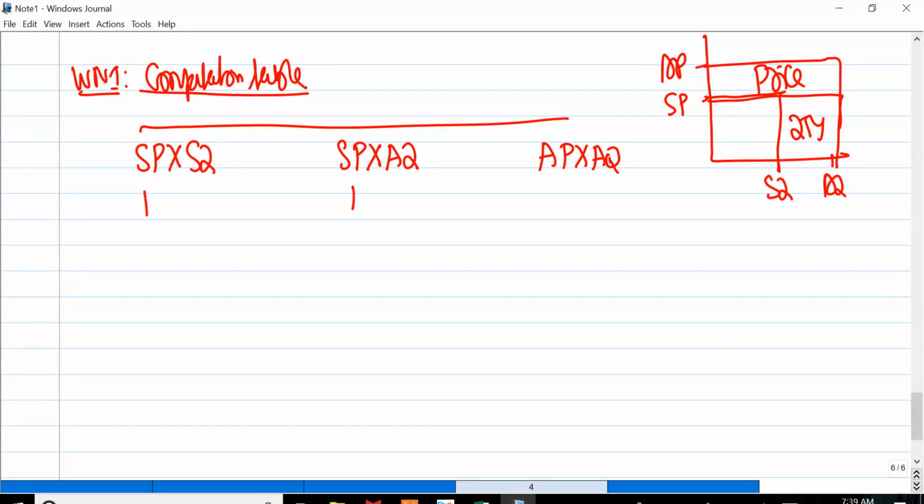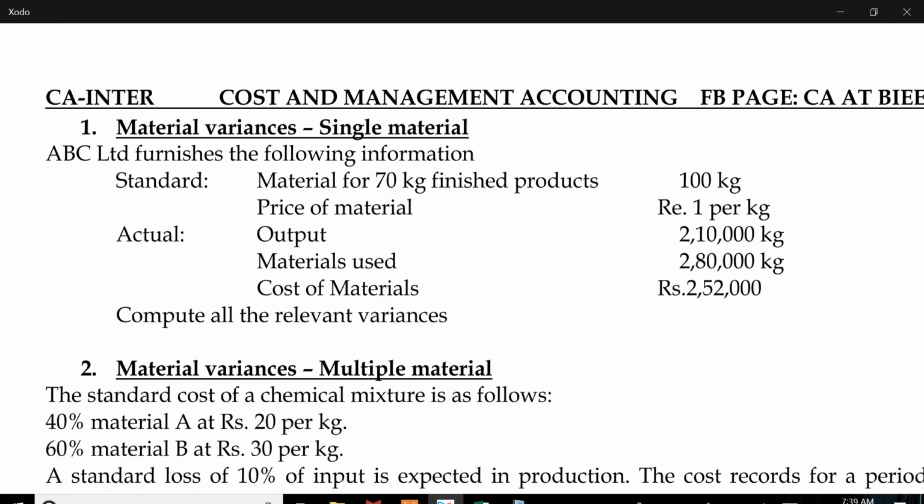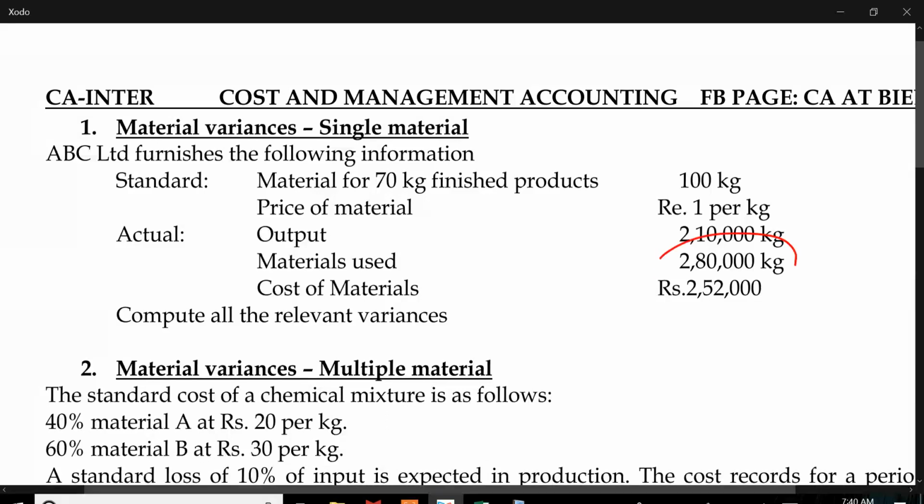Standard price is 1. We wanted to pay 1 rupee per kg of raw material. Actual price. See it and let me know. What makes sense? 0.9. The material cost is actual price into actual quantity. The material cost is nothing but 2,80,000 of raw material into some price.